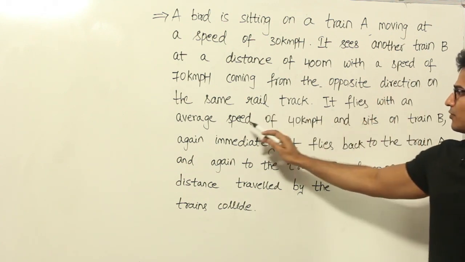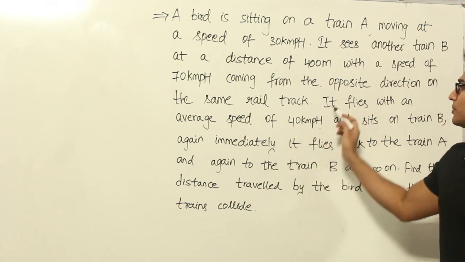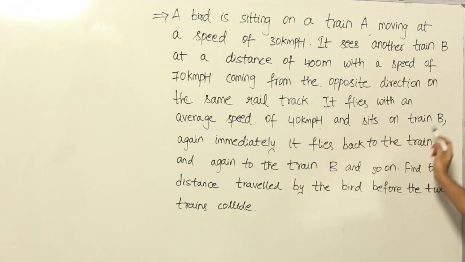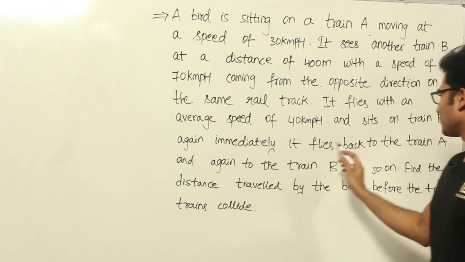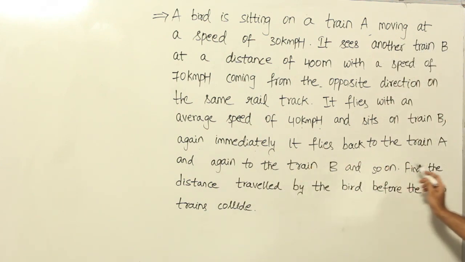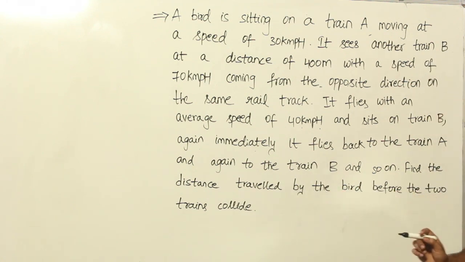It flies with an average speed of 40 kilometers per hour and sits on the train B. Again, immediately it flies back to train A and again to the train B and so on. Find the distance traveled by the bird before the two trains collide.